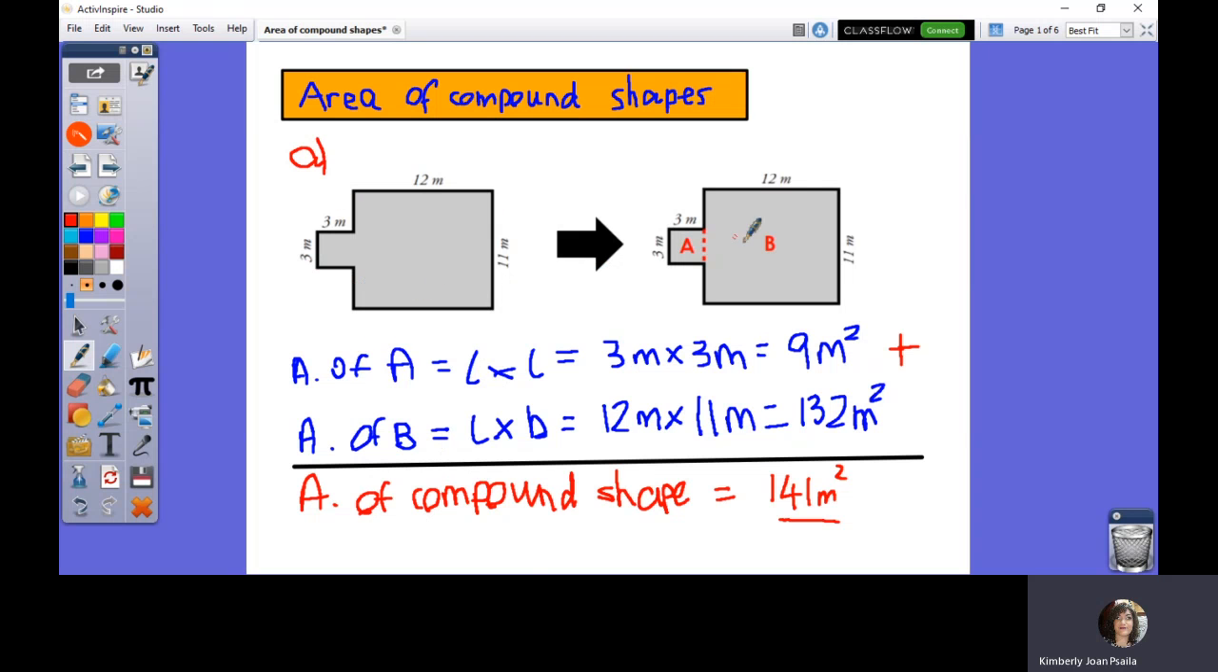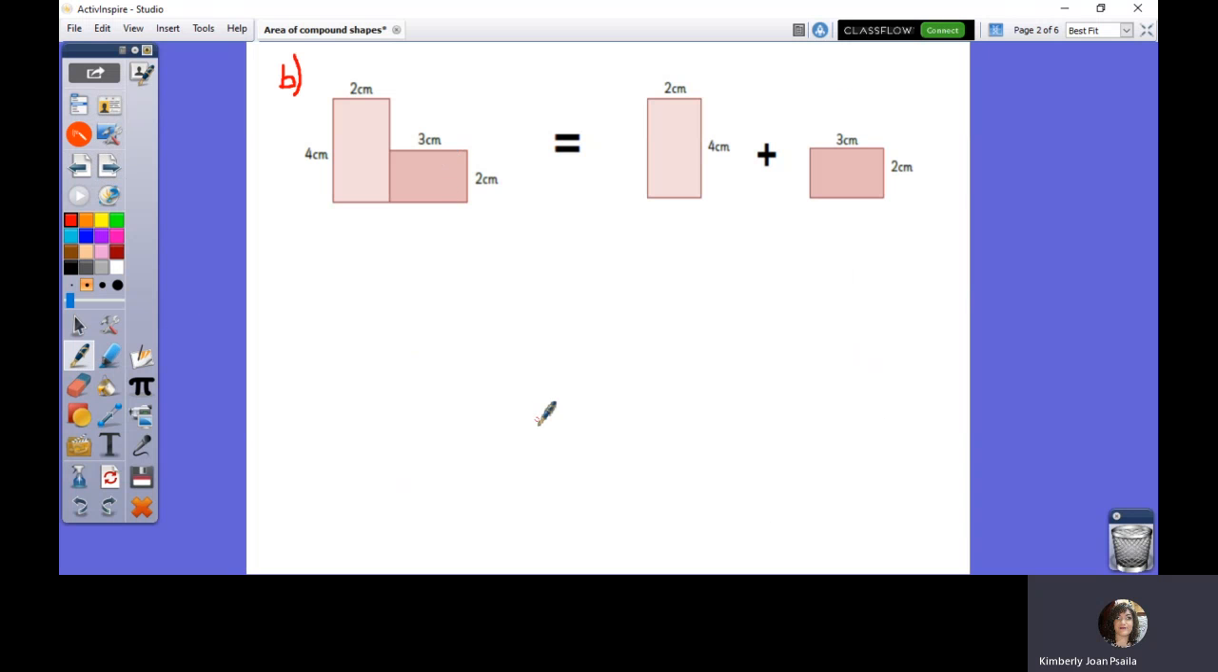Okay, so that is how you find the area of a compound shape. Step 1 is to divide the shape into smaller ones. Always label the shapes. You find the area of all the shapes you have divided, and then the final step is to add everything up. Okay, so let us work out another one.